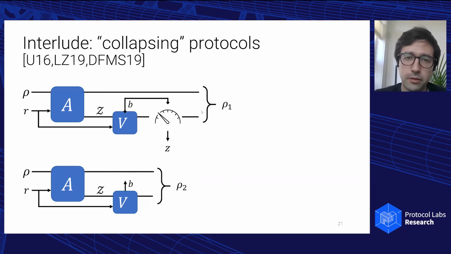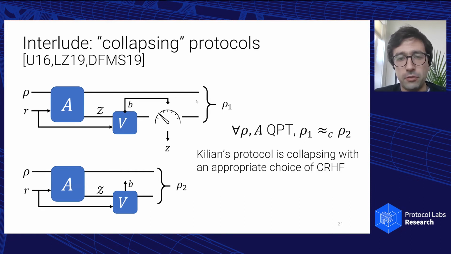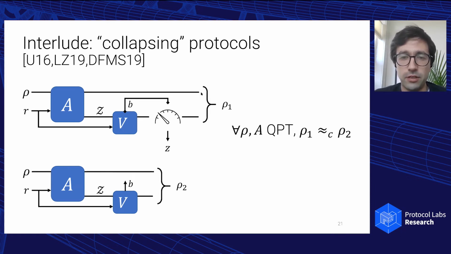And now what I'm going to do is think about the residual state, the state at the end of both of these experiments. And we say that a protocol is collapsing if its verifier V has the property that for every adversary A which is quantum polynomial time, rho 1, the state after this experiment, is computationally indistinguishable from rho 2, the state after this experiment. Note that these experiments are different, and so they leave different states. But we are going to require that no efficient adversary can tell the difference between this state and this state. So that's collapsing.